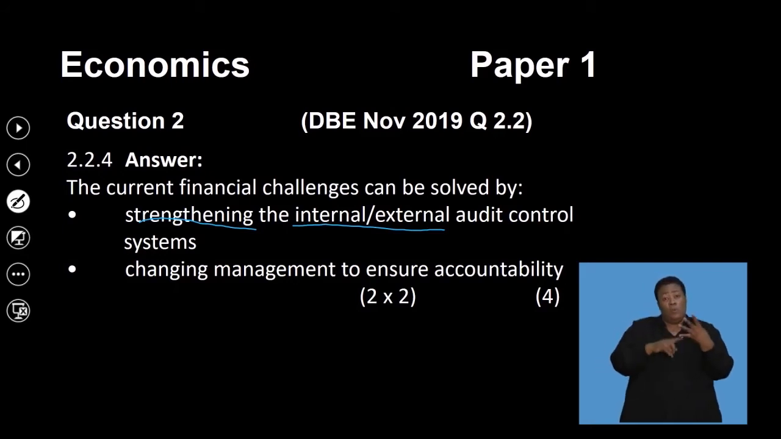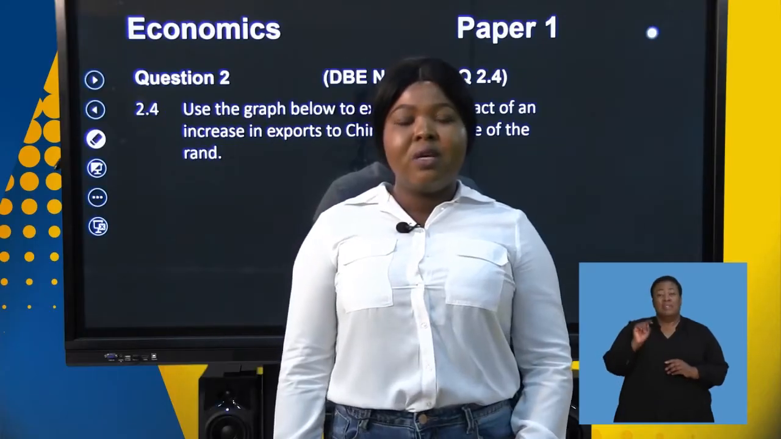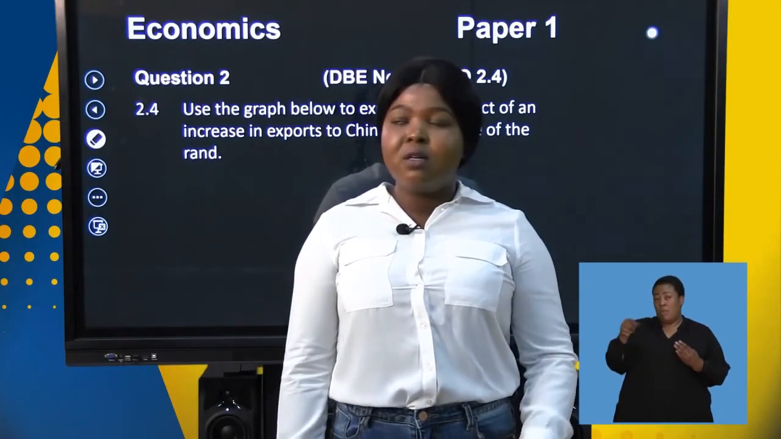Number 4, changing management to ensure accountability there. In most cases, you find that in our parastatals, one of the problems is accountability. So to ensure accountability, you can change management. This is typically a 4-mark question, so you need at least 2 points there to earn the full 4 marks. That was a typical 4-mark question.